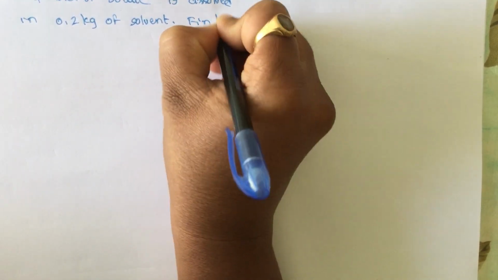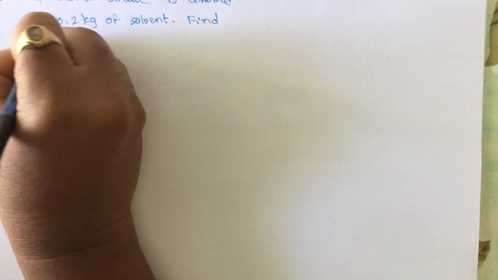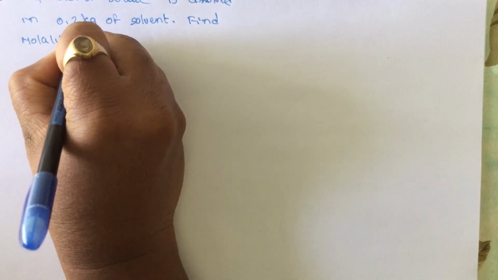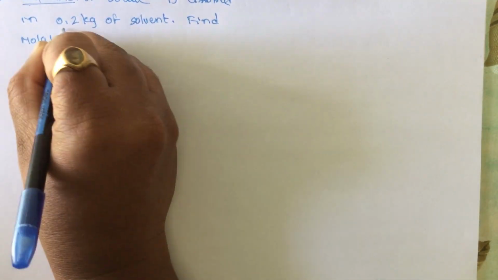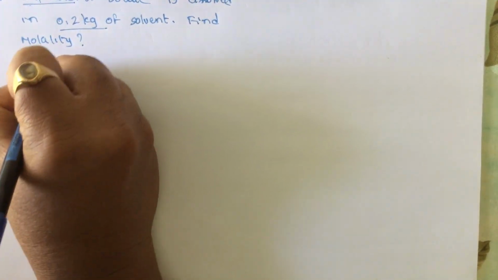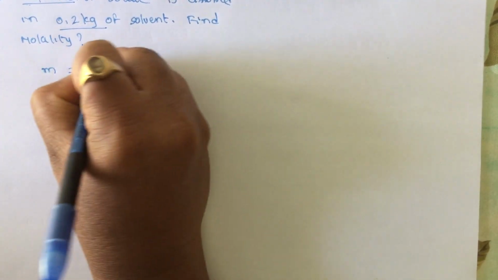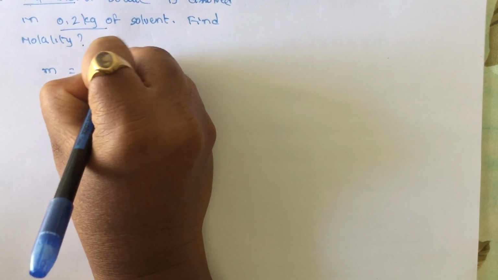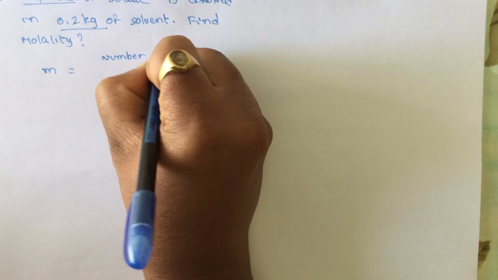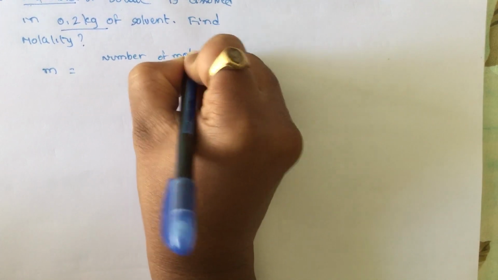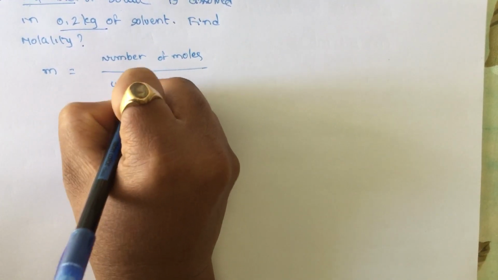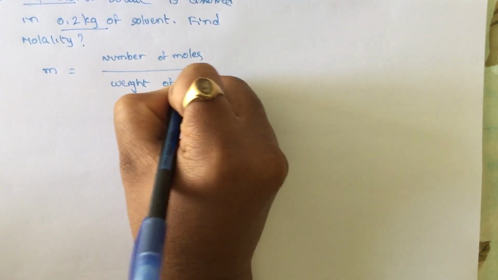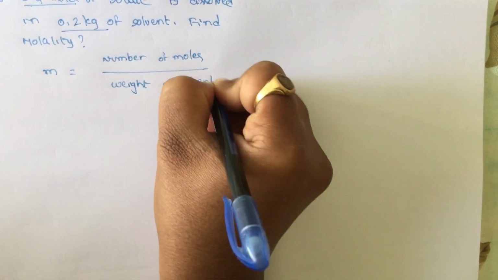Find molality. This is the first thing. What I have to do, I can use the direct formula. See, the number of moles and the number of kgs they have given. So molality is equal to number of moles of solute divided by weight of solvent. Use this formula, substitute in this equation.